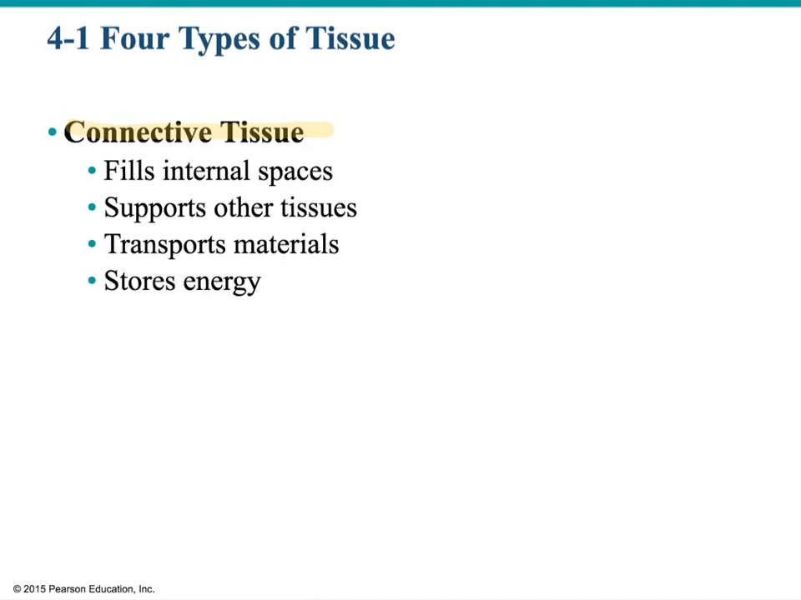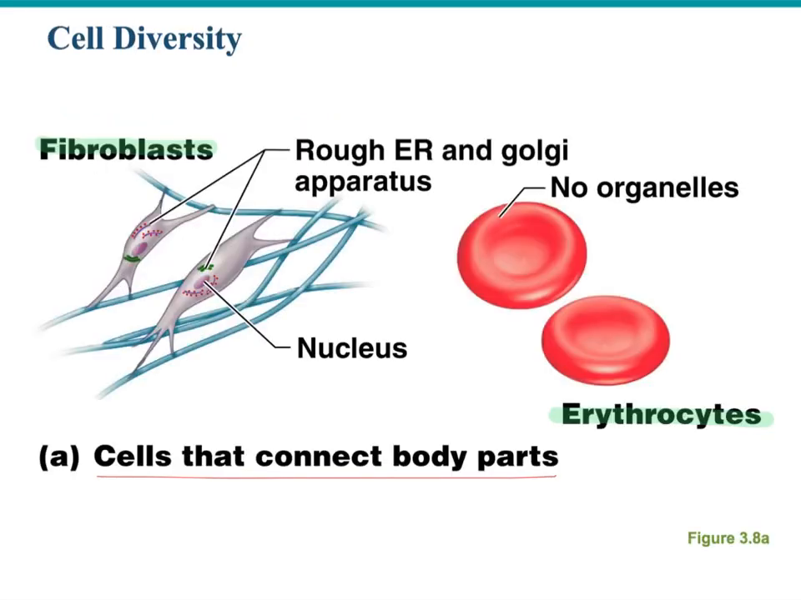Do you guys remember what adipose is? Fat. So fat is going to be another type of connective tissue. Those are types of cells in connective tissue. So a lot of the connective tissue, some of them will have fibroblasts in them.